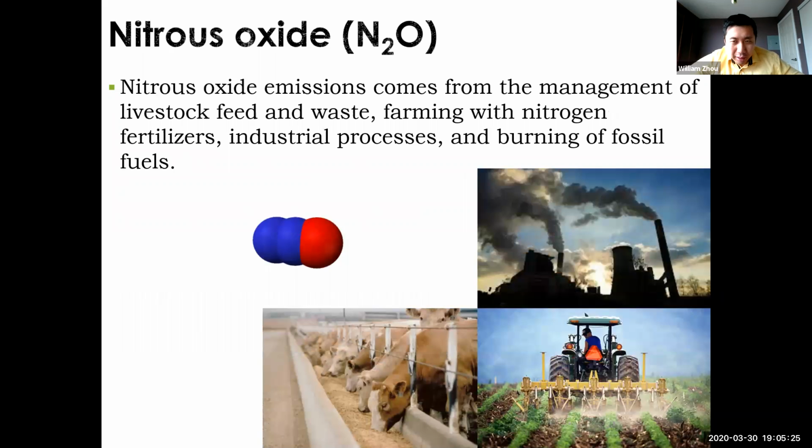Okay, nitrous oxide is the next one. So a lot of nitrogen is being actively produced in the factories because farmers need nitrogen for their plants. So a lot of nitrous oxide emissions come from feeding of animals and plants using fertilizers. Okay, and a smaller contributor will be the burning of fossil fuel.